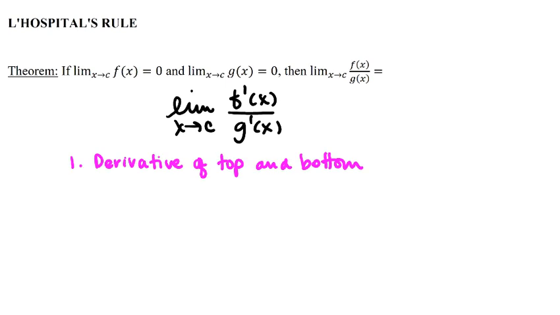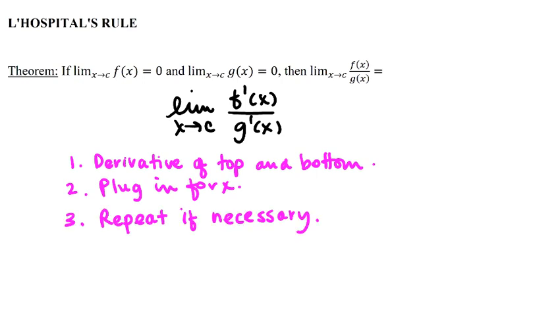Okay, so what we're doing is taking the derivative of the top and the bottom. We are not using the quotient rule. We're plugging in for x and hope that we're not getting 0 over 0 or infinity over infinity. That's another case that we can use L'Hopital's rule. And then we're repeating if necessary.